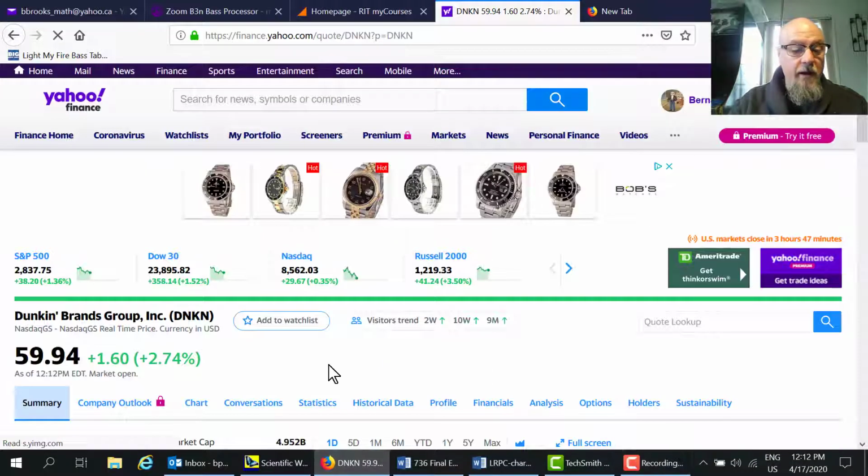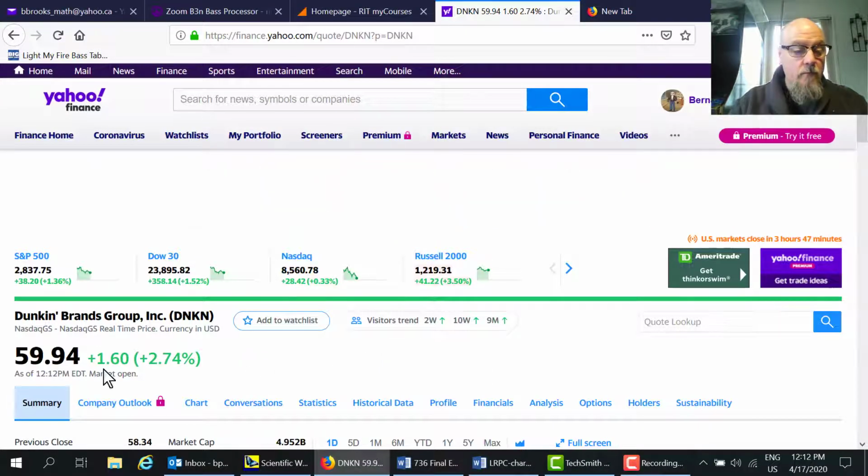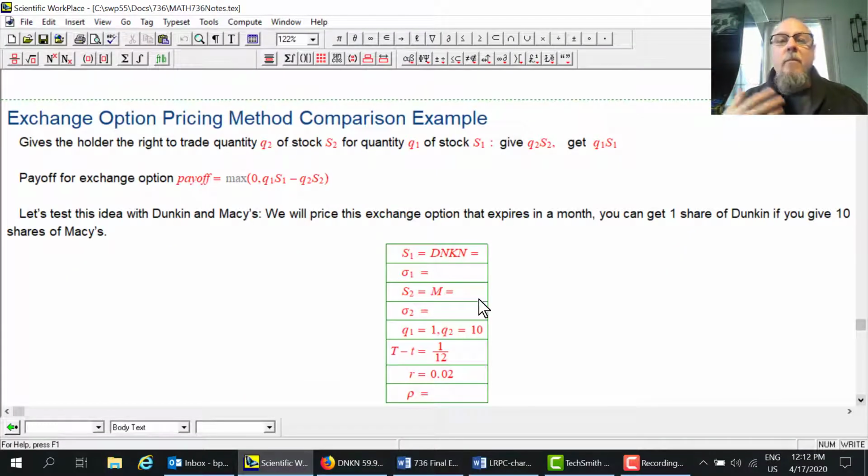I went to Yahoo Finance, and first, before we look at the data, the numbers that we need to get. I need to know the stock prices for the 2 stocks. I need to know the volatilities for the 2 stocks, the standard deviation of the returns. We've got the Q1 and Q2 because they're written in the option. It's about a fair trade, at least last time I checked. 1 share of Dunkin' Donuts is worth about 10 times what 1 Macy's share is worth.